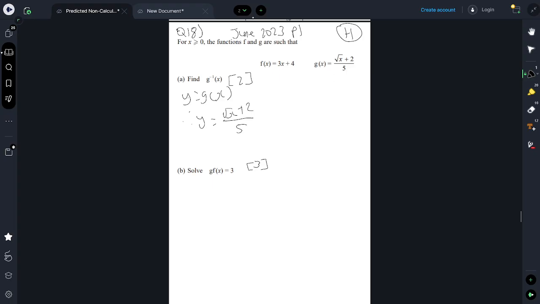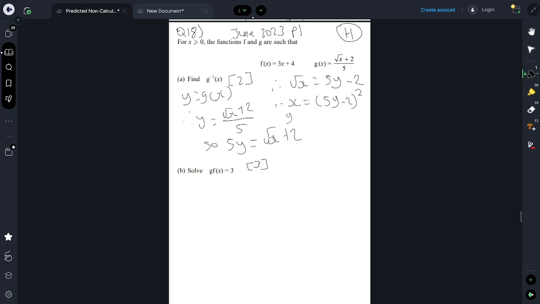So how do we get rid of the fraction? Times by 5 on both sides, so 5y is root x plus 2. Then to get root x on its own, minus 2 from both sides, so root x is 5y minus 2. Then to get x on its own, it has to be the square of this. You don't have to expand it, it's only 2 marks. It doesn't say to write it in a particular form, so it's fine to leave it like this.